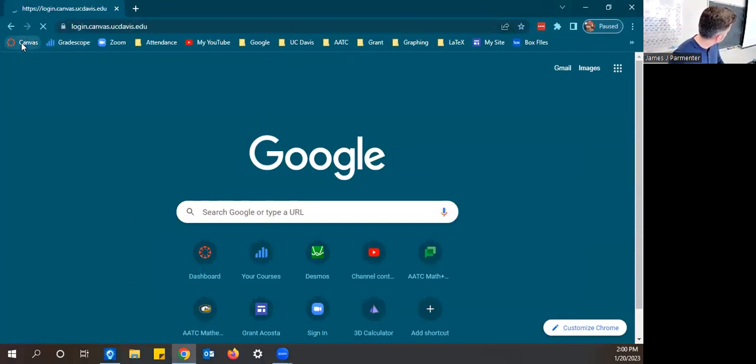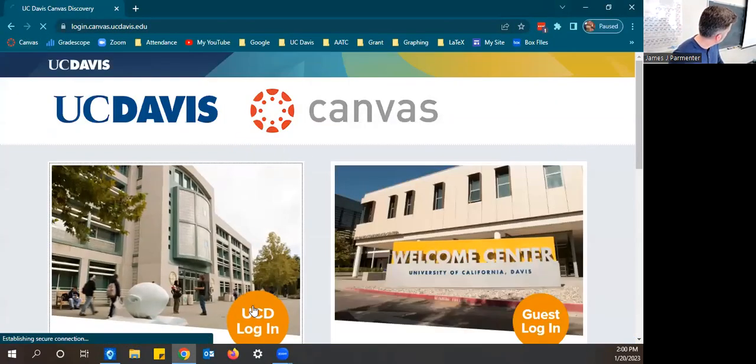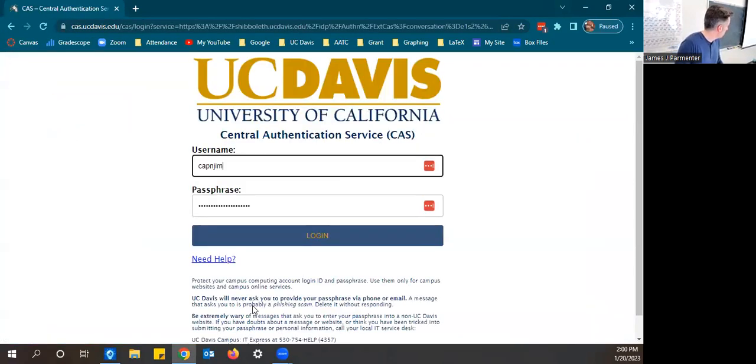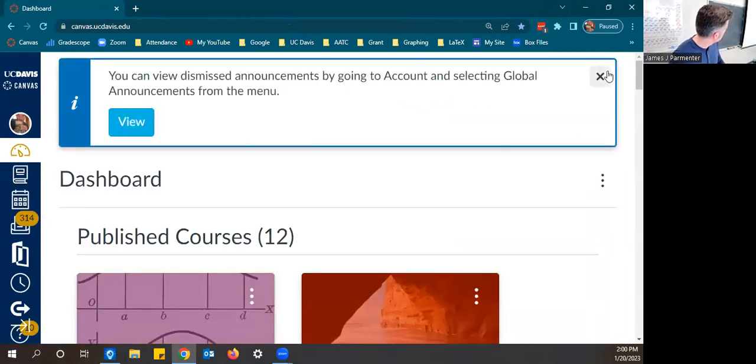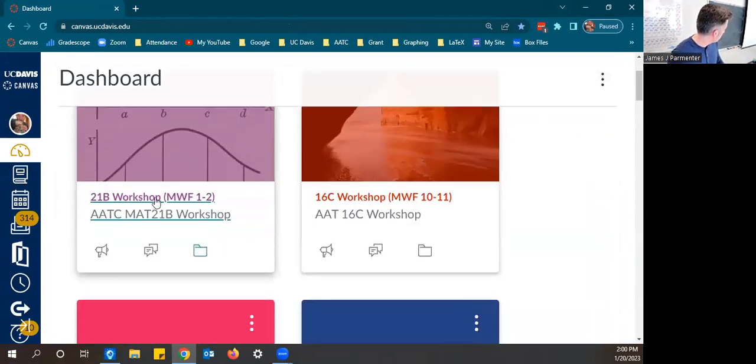Canvas. One moment, let me get logged in. Cool.